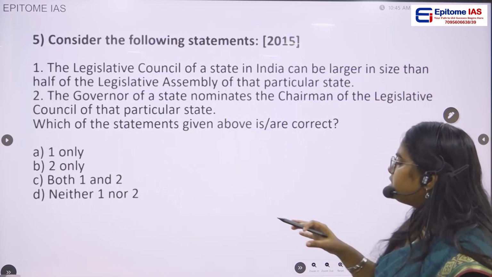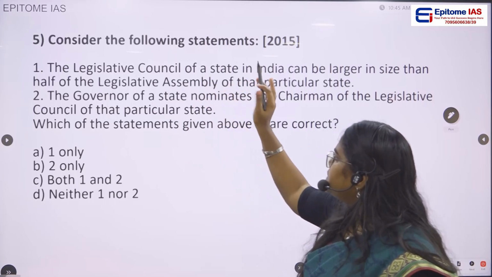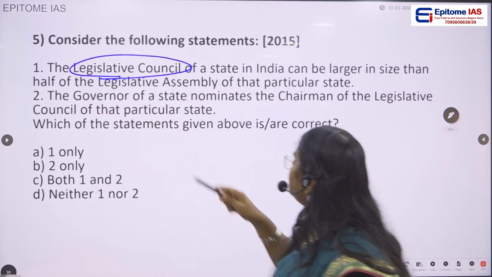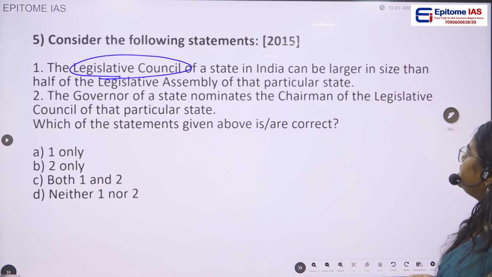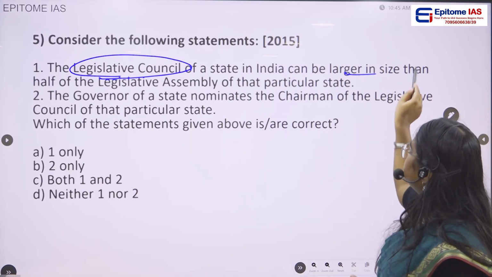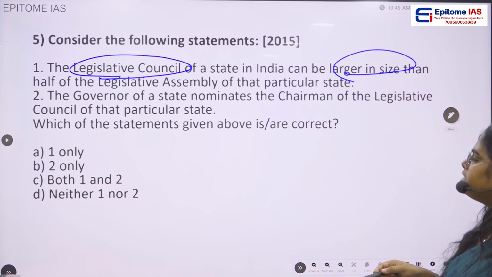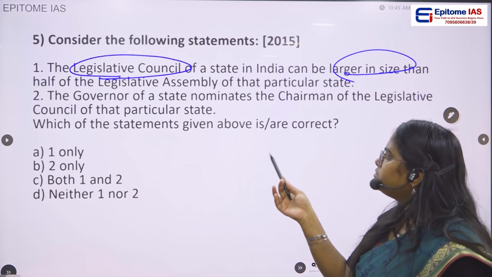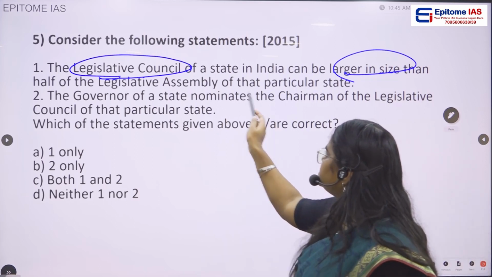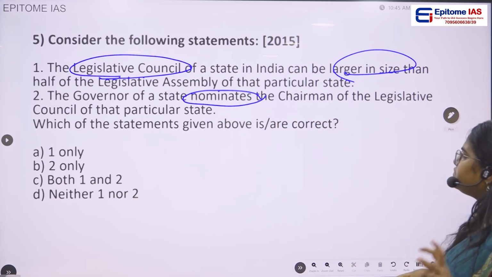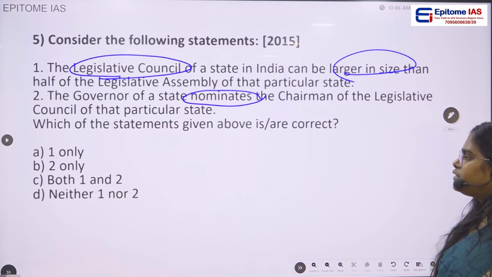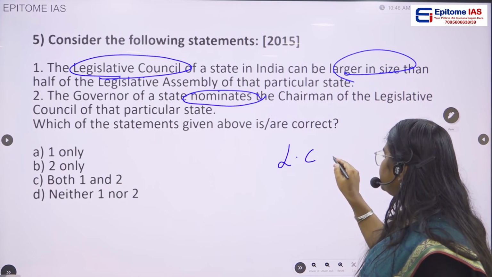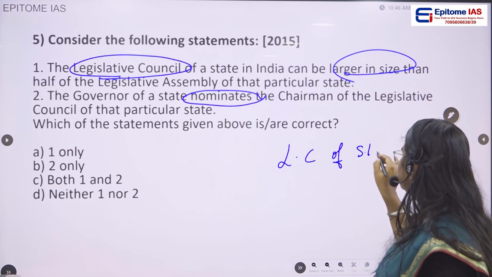Then next question, consider the following statements. Statement 1, the legislative council of a state in India can be larger in size than half of the legislative assembly of that particular state. Statement 2, the governor of a state nominates the chairman of the legislative council of that particular state. So they are talking about the legislative councils of the states.